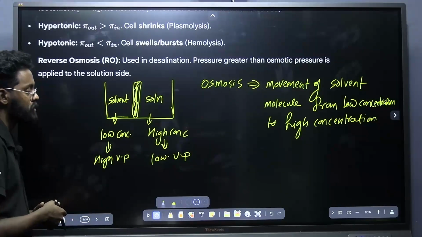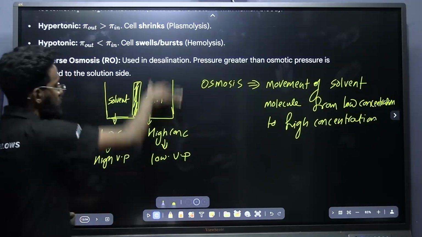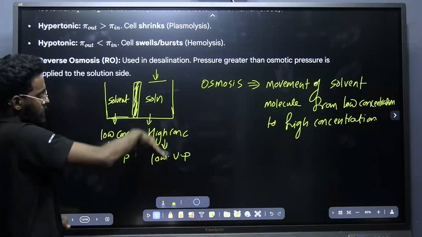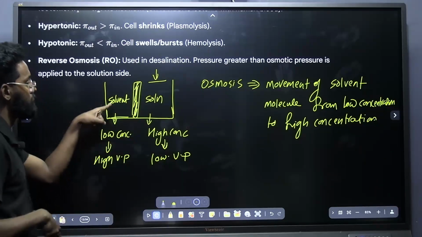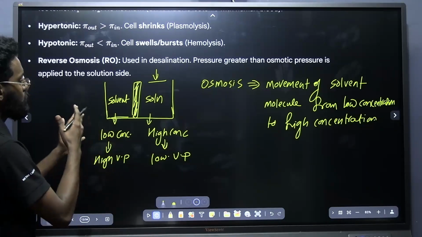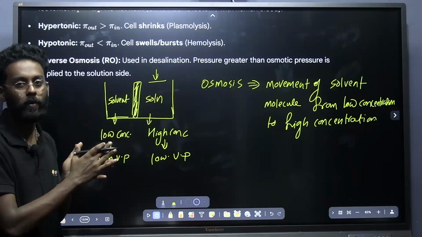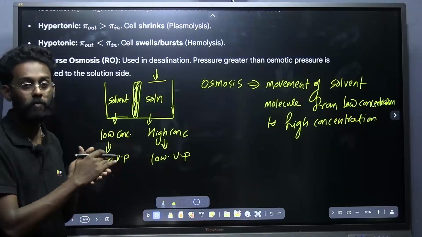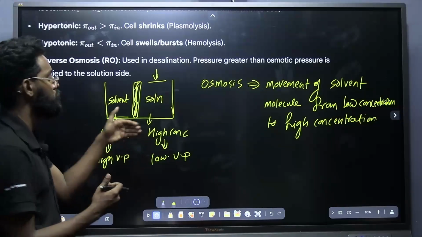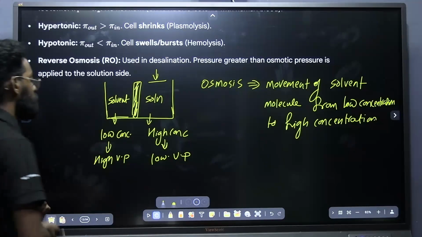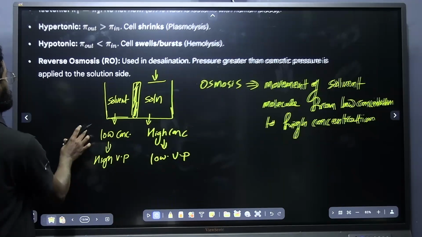Now what is osmotic pressure? Osmotic pressure is how much pressure I have to supply here to make this pressure equal to the vapor pressure of the solvent. Then only the flow of molecules will stop. We want to stop the flow of solvent molecules. That is what osmotic pressure is. The pressure required to stop the flow of osmosis is osmotic pressure. So this is the understanding about osmotic pressure.